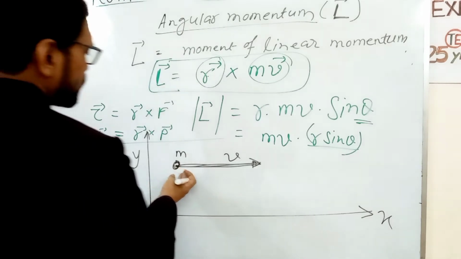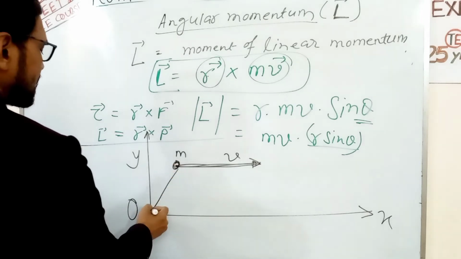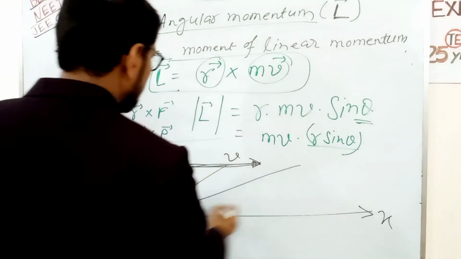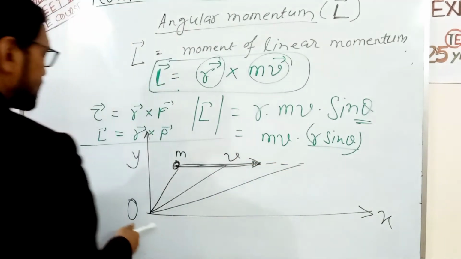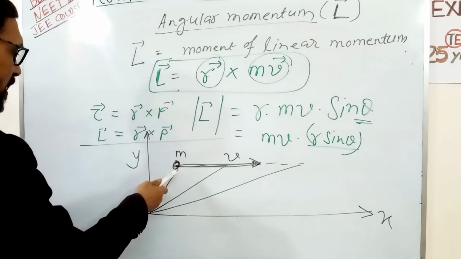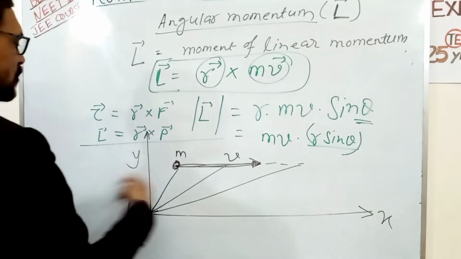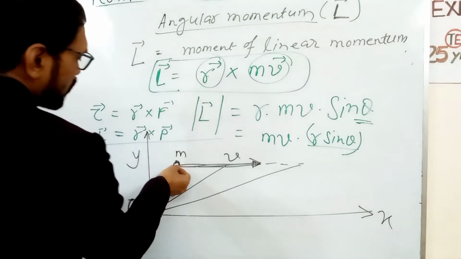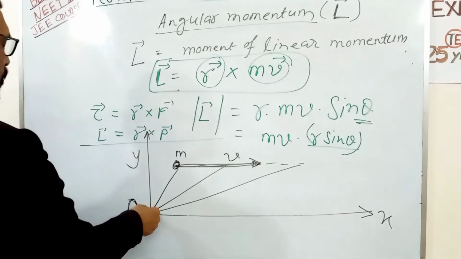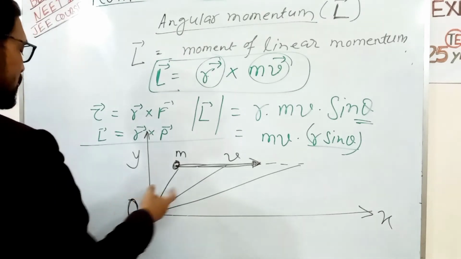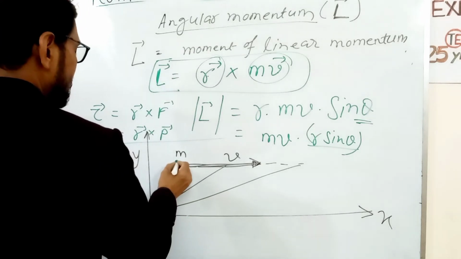The body moves linearly, but about the point O, the body makes different angles at different positions. So these are the angles made at different times. About the point O, we define the angular momentum of the body, but the body is moving linearly, that is, moves in a straight line. But about the point O, we define its angular momentum. Suppose at any moment the position is this.